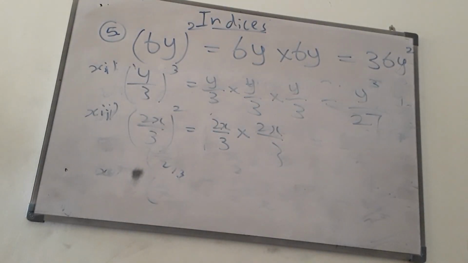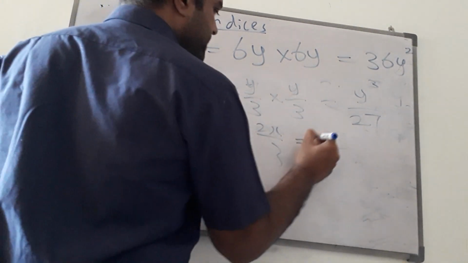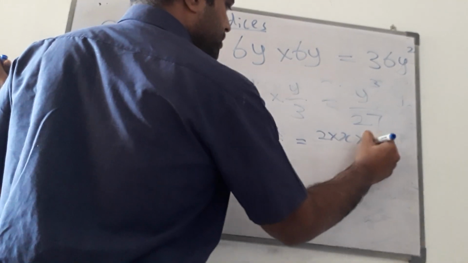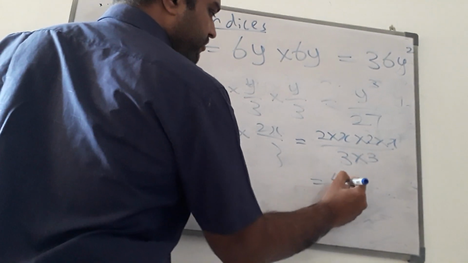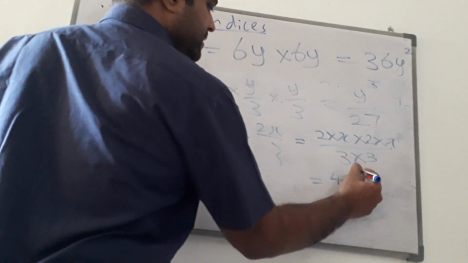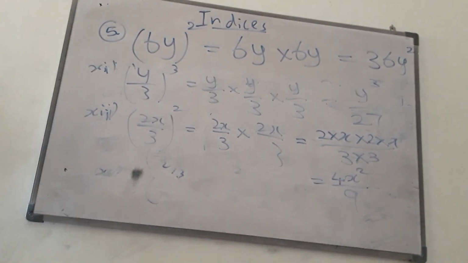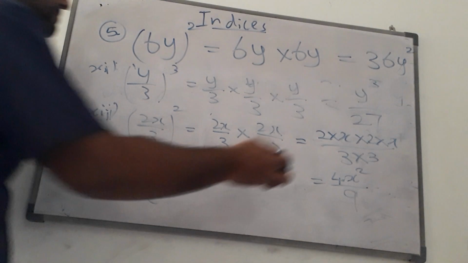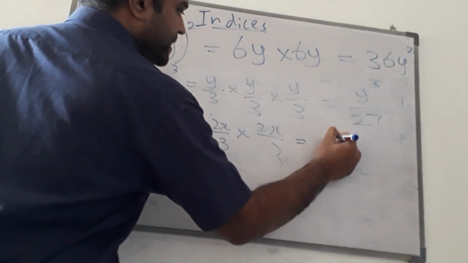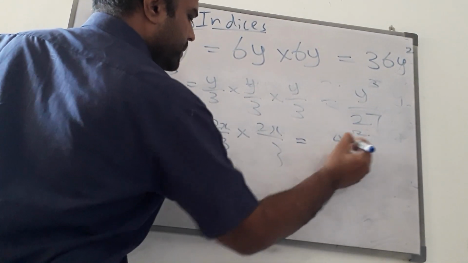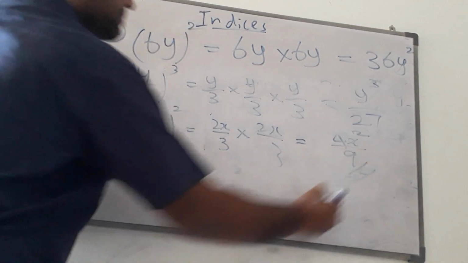We can write this 2x over 3 and 2x over 3 like this: 2 times x times 2 times x over 3 times 3. 2 times 2 means 2 squared, or 4. x times x means x squared. 3 times 3 means 3 squared, or 9. This is the answer. We can't write this method here now; we have to evaluate the answer straight away: 2 times 2 means 4, x times x means x squared, over 3 times 3 means 9.